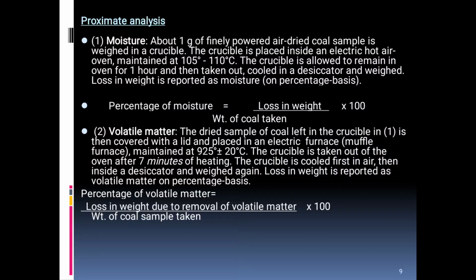Then we have to analyze volatile matter. The dried sample of coal that is left in the crucible after moisture content analysis is then covered with the lid and placed in an electric furnace, that is a muffle furnace, which is maintained at 925 degrees Celsius. The crucible is taken out of the furnace after 7 minutes of heating. The crucible is cooled first in air, then inside a desiccator and weighed again. Loss in weight is reported as volatile matter on percentage basis. Percentage of volatile matter is equal to loss in weight due to removal of volatile matter divided by weight of coal sample taken into 100.